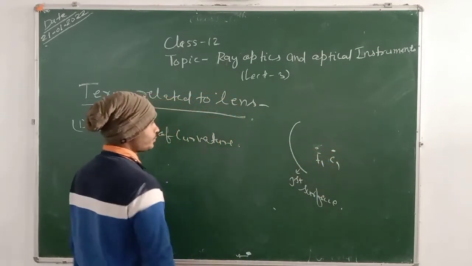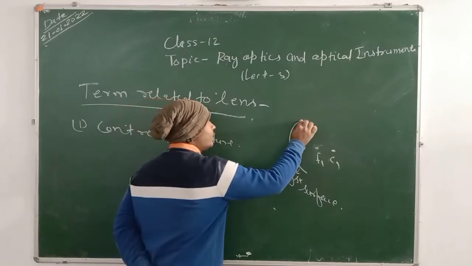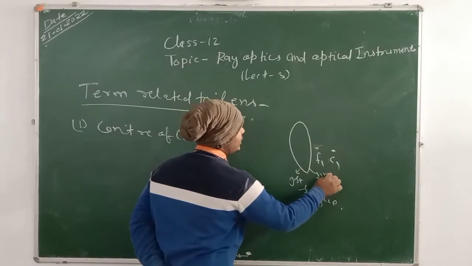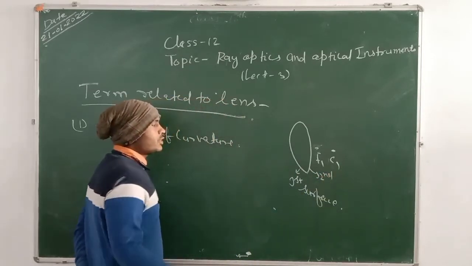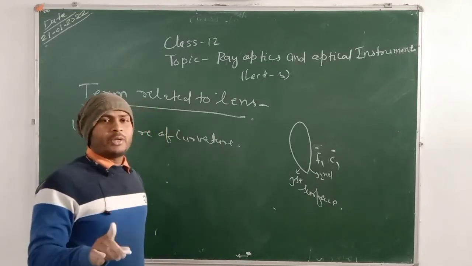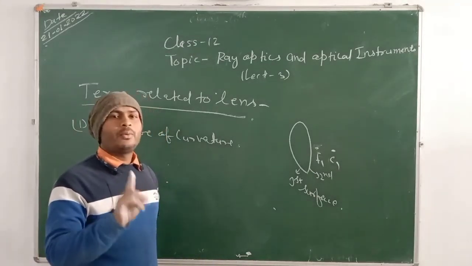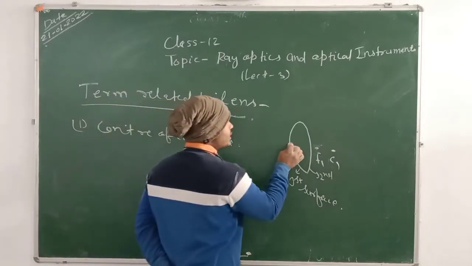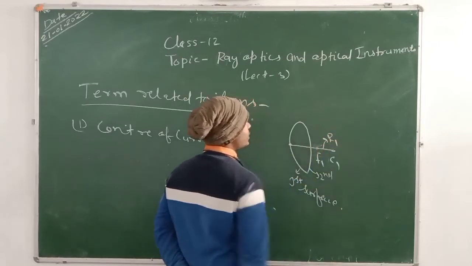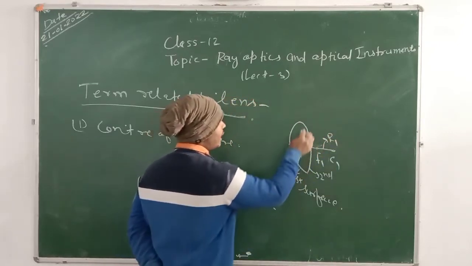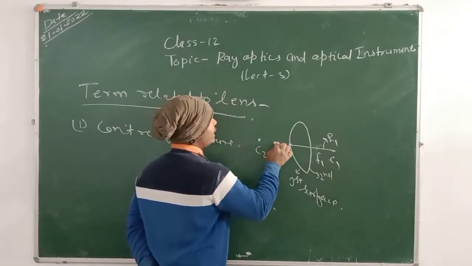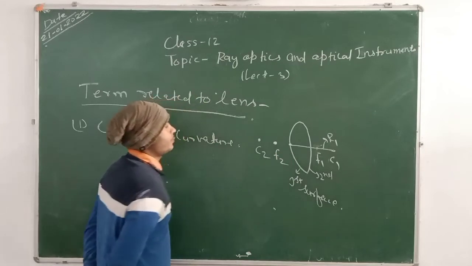Now I am taking the second surface. So it is your second surface. For the second surface there should be another center of curvature and another focal point. This one is the radius of curvature of the first surface. Is it clear? And for the second surface, it is your center of curvature C2 and your focal point F2. Is it clear?